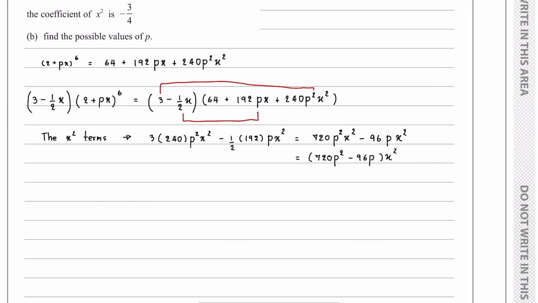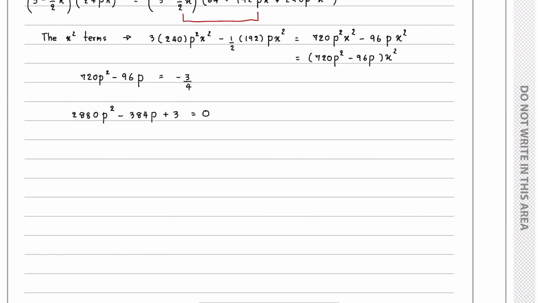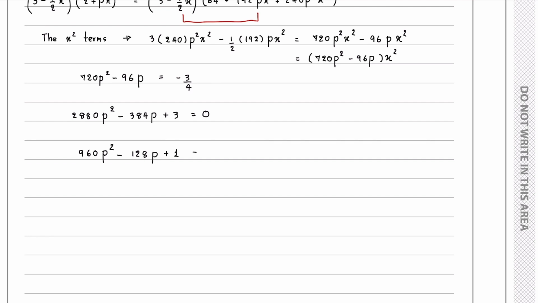And since the problem said the coefficient of x squared is negative 3 over 4, 720 p squared minus 96p equals negative 3 over 4. So we simplify this term, and it will be 2880 p squared minus 384p plus 3 equals 0. So you simplify these terms by factorizing 3 out. So it will be 960 p squared minus 128p plus 1 equals 0.